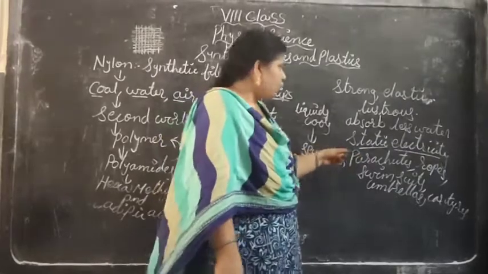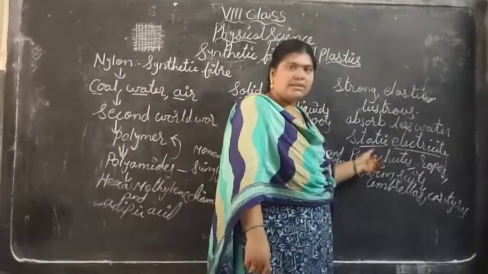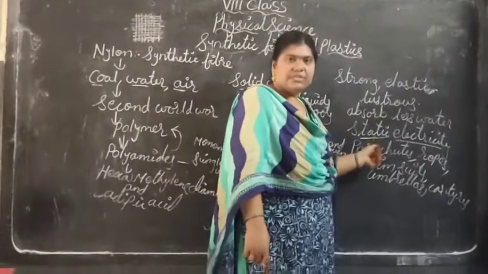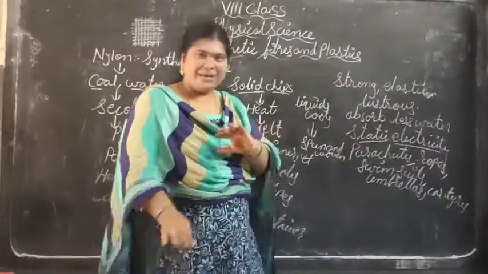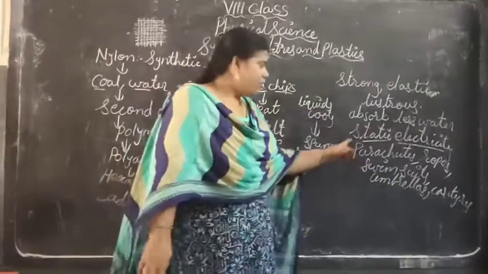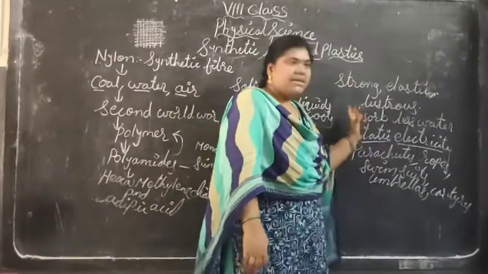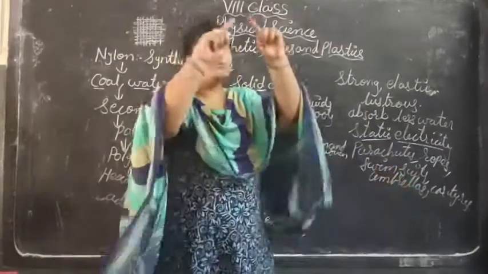Try to understand the parachute, which flies in the sky. If it absorbs water, what will be the situation of the person who is flying in the sky? Automatically he will fall down. His life will end incomplete. Because of this nylon fiber, it is safe. Then ropes, which we keep in our house.